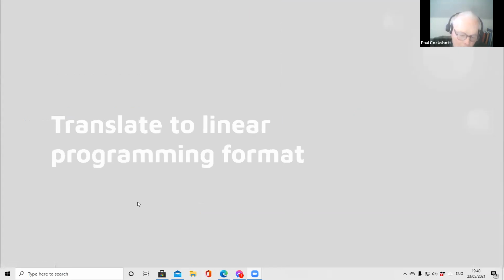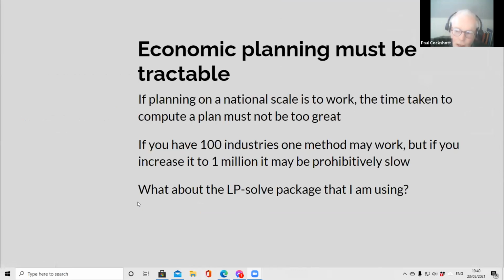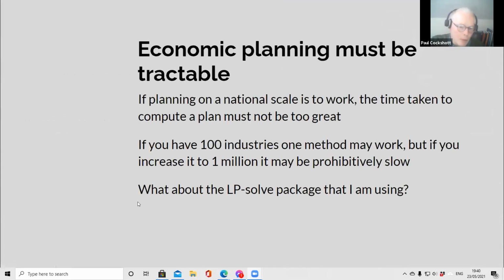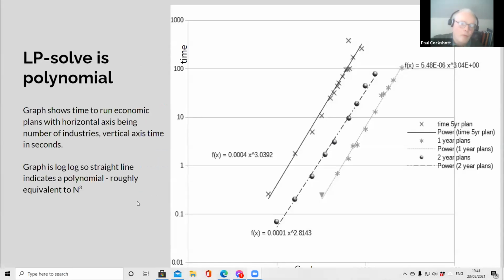If you've got a set of input-output tables like that, you can relatively easily translate these into a linear program of the type that Kantorovich wanted. But if it's going to work on a national scale, the time taken mustn't be too great. If you have 100 industries, it may work easily, but if you have 1 million industries, it will be too slow. What about the LP solve package, which does the Kantorovich approach?